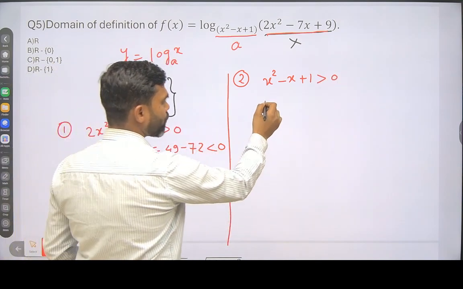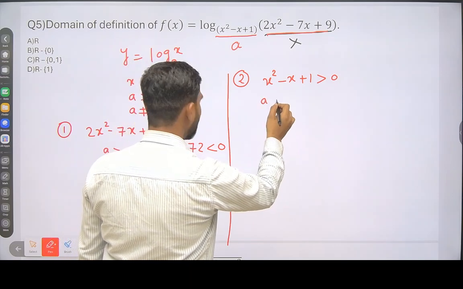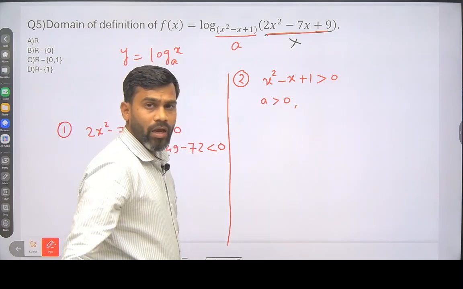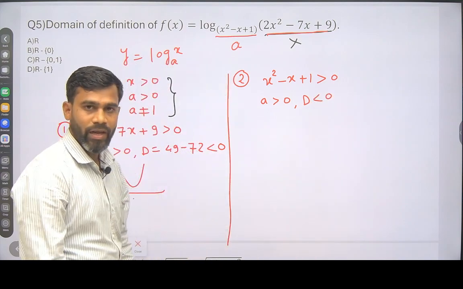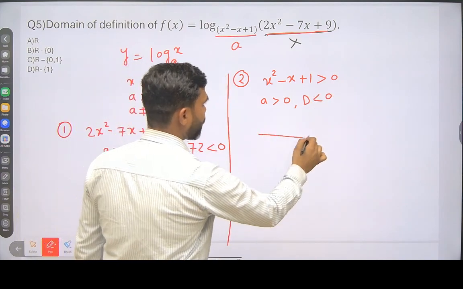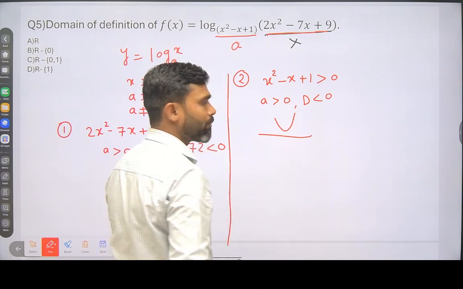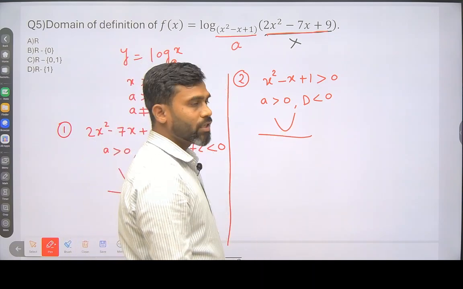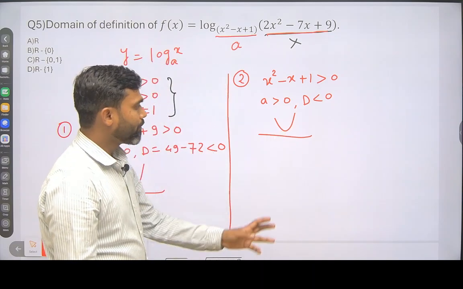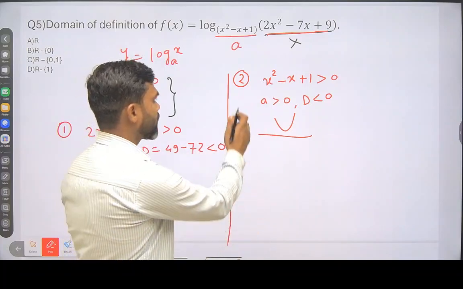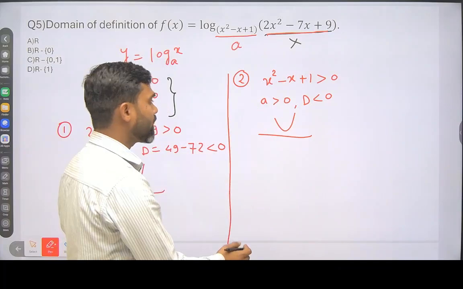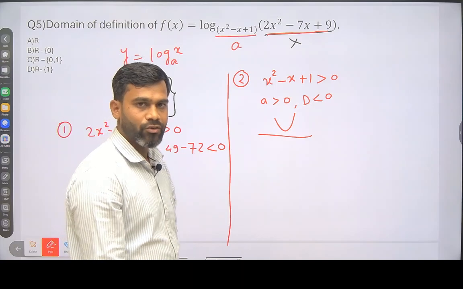So again here also, what is a? A is 1, which is positive, right? And what is d? D is again negative. If you find out d, you will get negative. Again, the graph of this expression will be something like this. Again, it is always positive. We don't have to worry about this one, right? So the second condition also satisfies for all values of x, all real values of x.